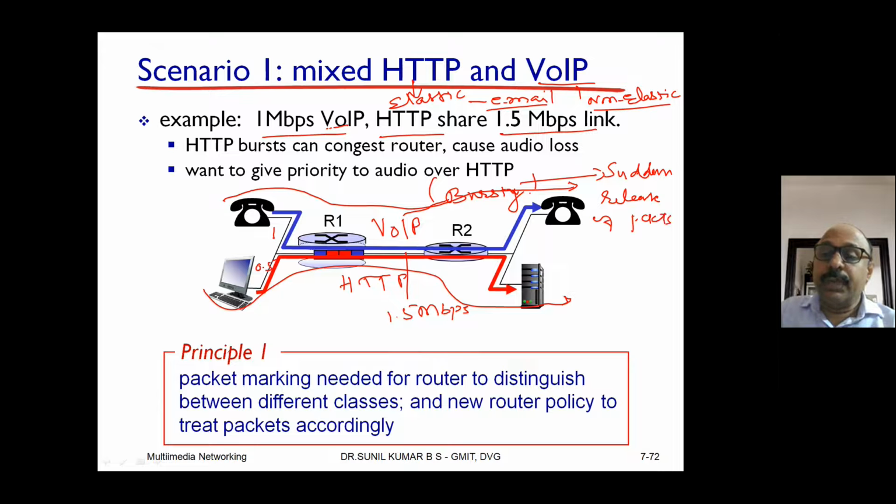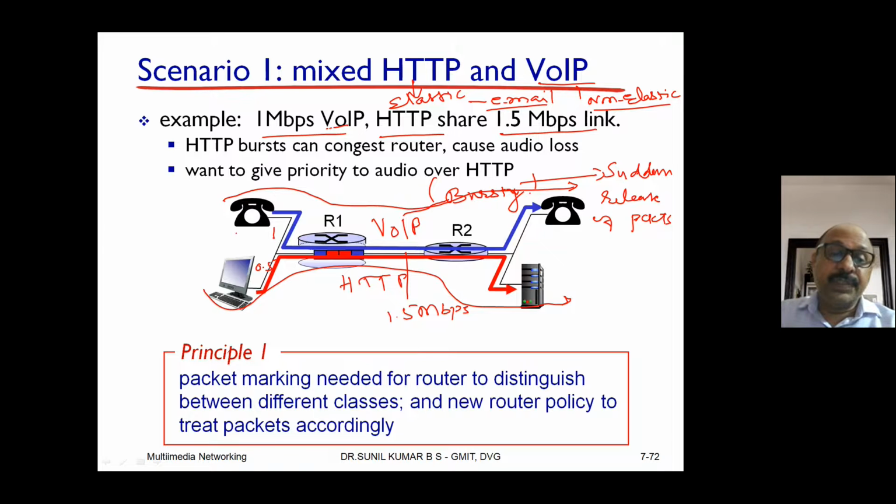Sudden release of packets. Sudden release means heavy packets are released at some point. I'm speaking to you now. The moment I am speaking, it will burst the packet. The moment I am quiet, it will reduce the number of packets that are transmitted. So that is why it is called bursty.